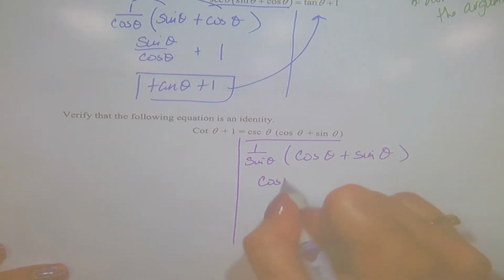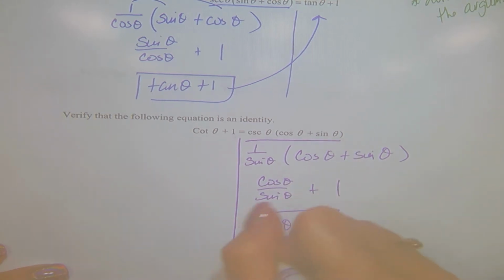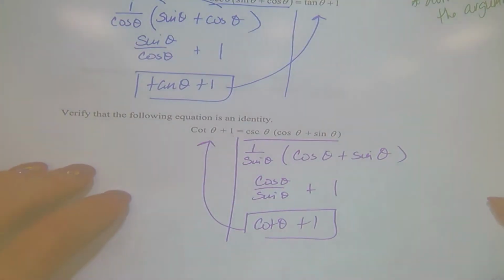Distribute. And then recognize that this is a quotient identity, cotangent theta plus 1, and that was my goal. That was what I was heading toward. Now those were very, very simple and basic. Not all of them, obviously, are going to be that simple and basic. Let's do some that are a little bit more complex.